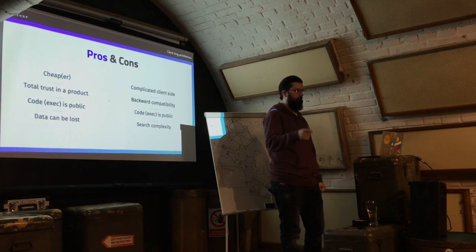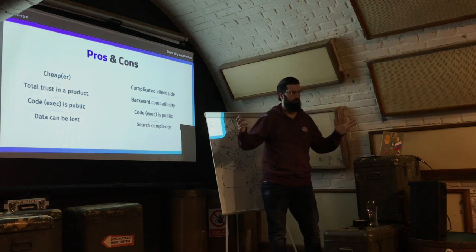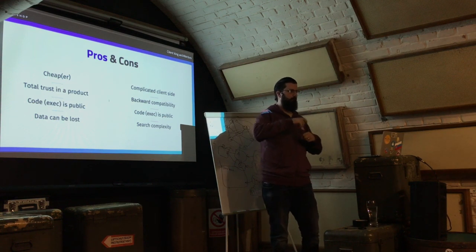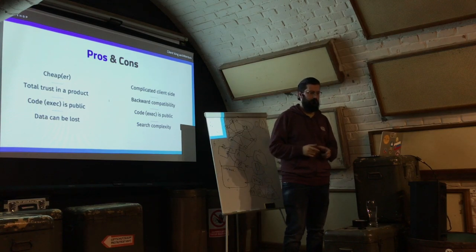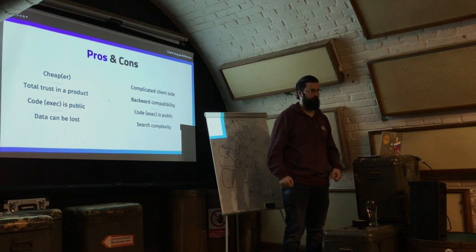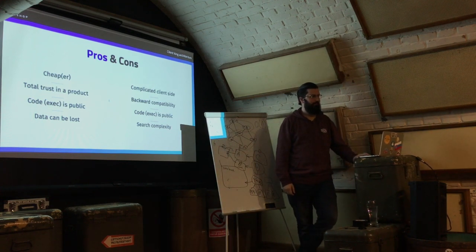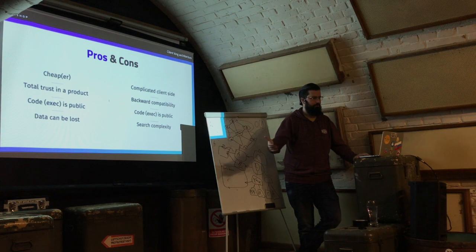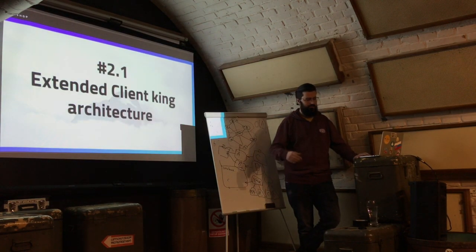So the complexity is big. When somebody comes with an idea, "I want to build a decentralized Facebook," and people have those ideas all day, "I want to have a decentralized application that is Facebook," okay, then ask them, how will you do the search? And they will go away. Basically, there is no easy way to do the search. You have to have some central servers or whatever. So this is a big, big con. So this is extended client king architecture 2.1.